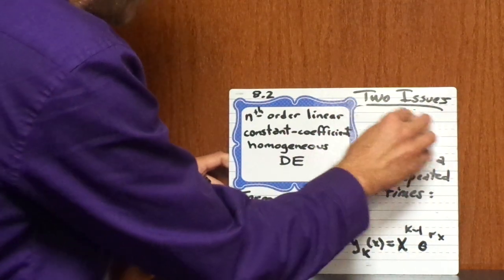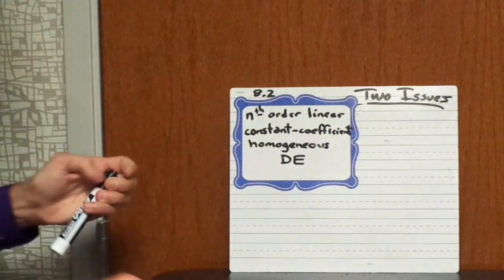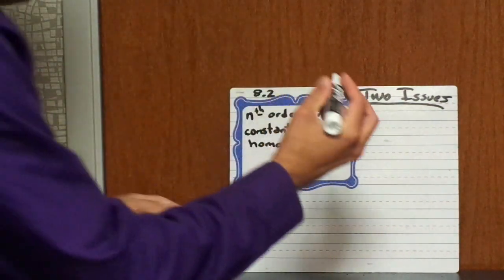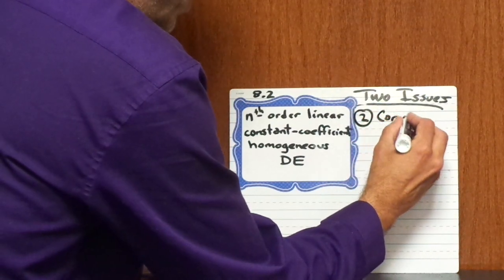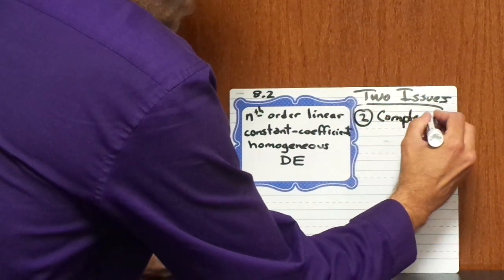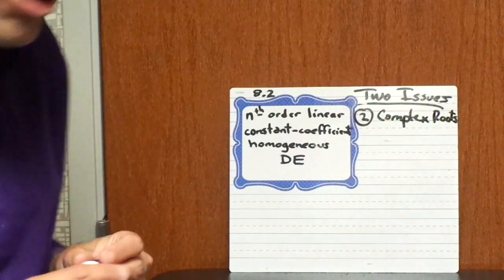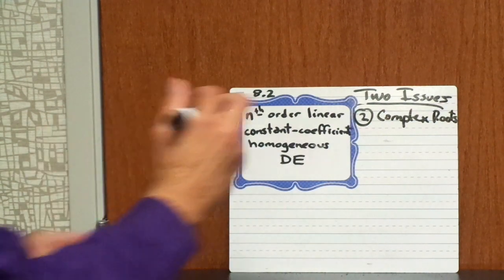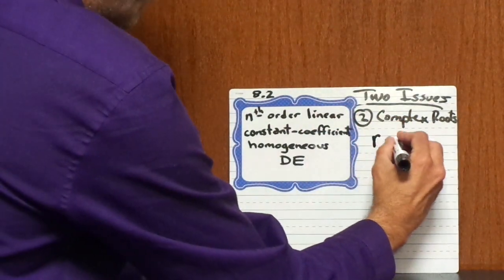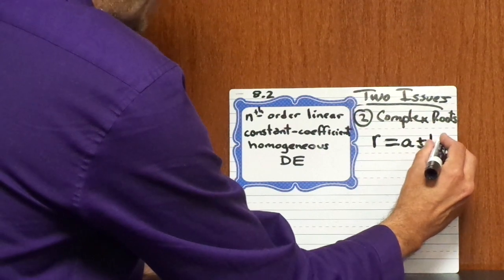I'm going to erase this so that I can talk about the second issue that sometimes comes up. The second issue that we have to deal with is the issue of complex roots. Of course, your auxiliary equation could have complex roots. And the question is then, how are you going to deal with that? So suppose that we have a pair of roots that are complex, let's say a plus or minus ib.